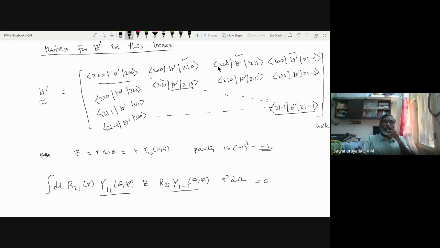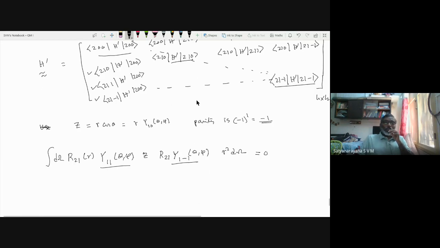So in this case, this term can be non-zero, this term can be non-zero, this term can be non-zero, and all other terms will be. So let's say 6 terms will be non-zero. In this again there will be some other conditions based on which 2 other terms will become 0, I guess. Okay, so anyway, please work out this matrix completely. Please take this as an exercise.